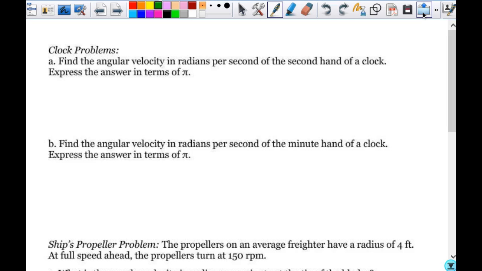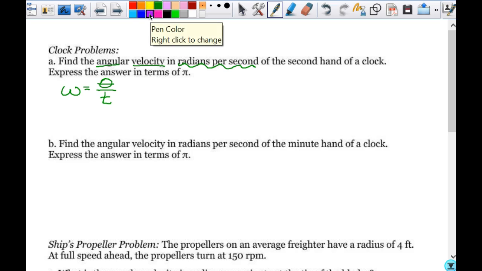All right, so it says find the angular velocity. So angular velocity tells me that I'm doing omega equals theta over t. Okay, angle over time. And it tells me to do it in radians per second, of the second hand of a clock, and express your answer in terms of pi. It's important to keep up with your units on here, kind of writing them as you go is important.